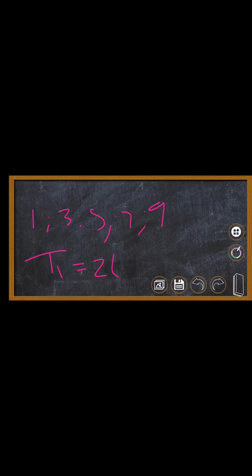Let's have a look at T2. So 2 times 2, which is 4, minus 1 is 3. Let's have a look at T5. So we're going to have 2 times 5, which is 10, minus 1, which is 9. And that confirms that.